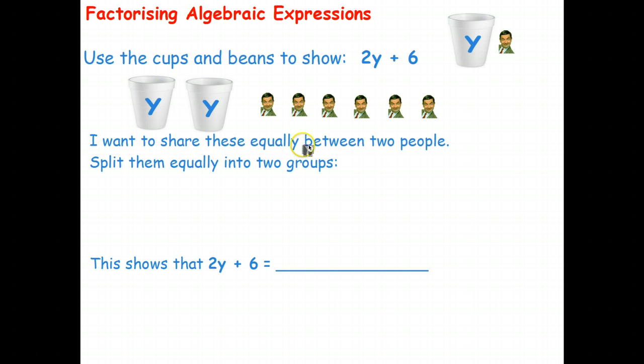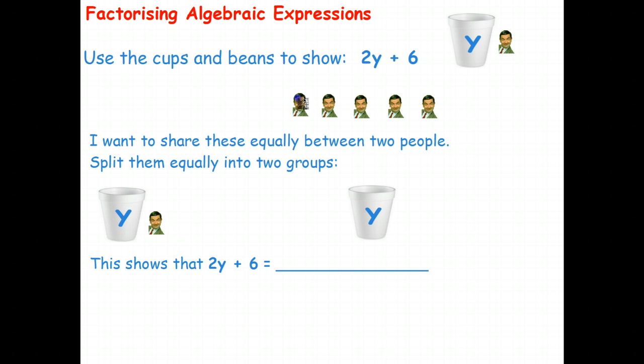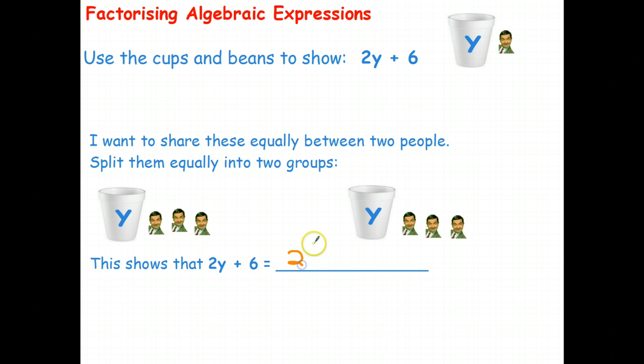Now, I want to share these equally between 2 people. So what I'm going to do is split them equally into 2 groups. Well, that means the first person gets 1 cup, and the second person gets 1 cup. The first person gets 3 beans, and the second person gets 3 beans. So we have to share them equally. So what I have now are 2 groups, each containing y beans in the cup plus an extra 3.